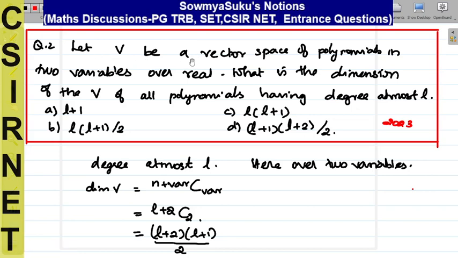Second question: let V be the vector space of polynomials in two variables over the reals. What is the dimension of V of all polynomials having degree at most L? Okay, 2023 question. What is the dimension of all polynomials having degree at most L? And here you can see this is of two variables.